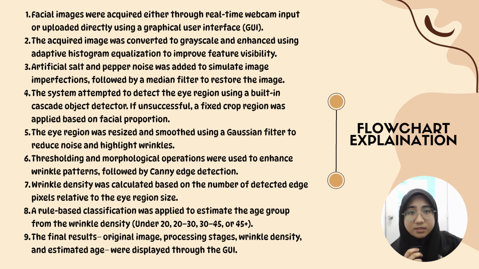If it doesn't work, we use a fixed position based on where the eyes usually are on the face. The eye region is resized and smoothed using a Gaussian filter, which helps make wrinkles more visible. Then we use thresholding and morphology techniques to highlight wrinkle lines, followed by Canny edge detection to clearly detect the wrinkles. We calculate wrinkle density by comparing the number of edge pixels to the size of the eye area. Based on this wrinkle density, we use a rule-based method to estimate the person's age group, for example, under 20, 20 to 30, 30 to 45, or above 45. Finally, the system shows the original image, the process steps, the wrinkle score, and the predicted age group, all through the graphical interface.